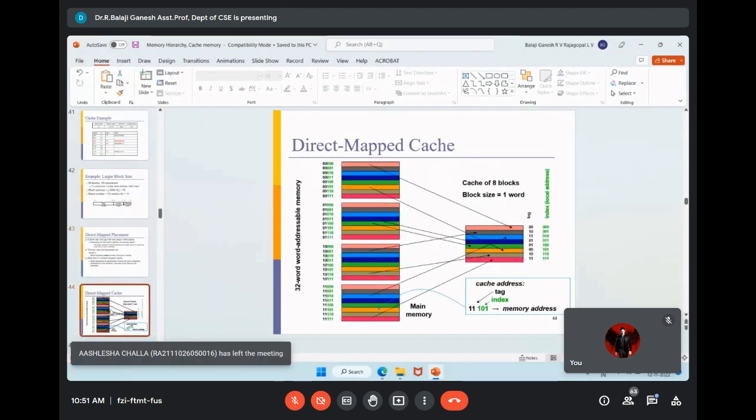And one more example, a 32 word addressable memory, right? For that, how many bits for index, how many bits for tag, the same thing, but it is given in a colorful visualization, right? 32 main memory blocks, right? And each is word addressable. So 32 blocks in main memory and 8 blocks in the cache memory. How can we map it?